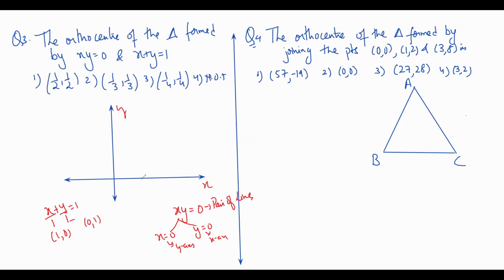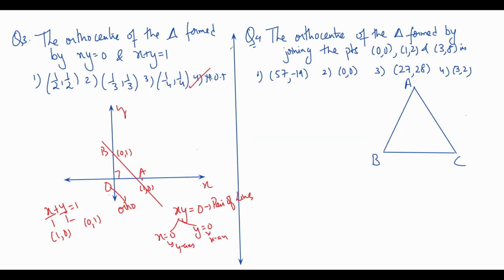When I plot this point on the x-axis and this point on the y-axis, the triangle formed by these three lines is this. One is the y-axis, this is the x-axis, and the third line is this. Then this triangle OAB is a right angle triangle, with the right angle at the origin. Therefore, my orthocenter is the origin. So my answer here is none of these.